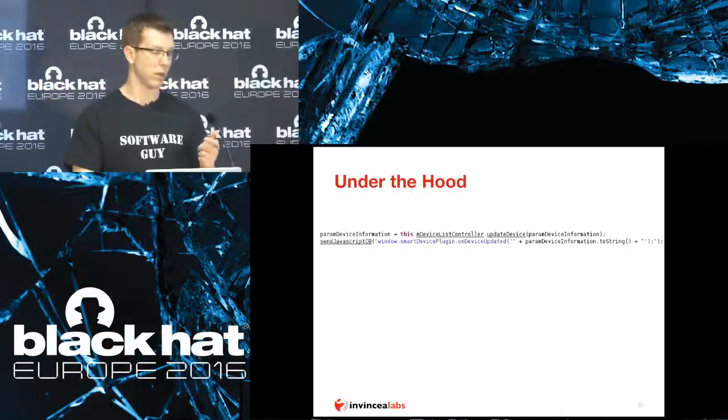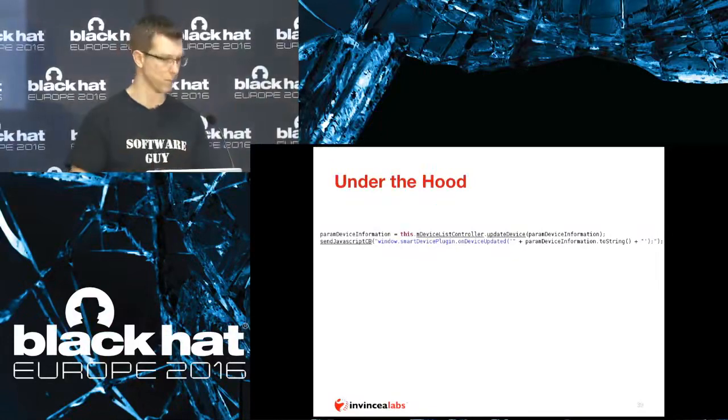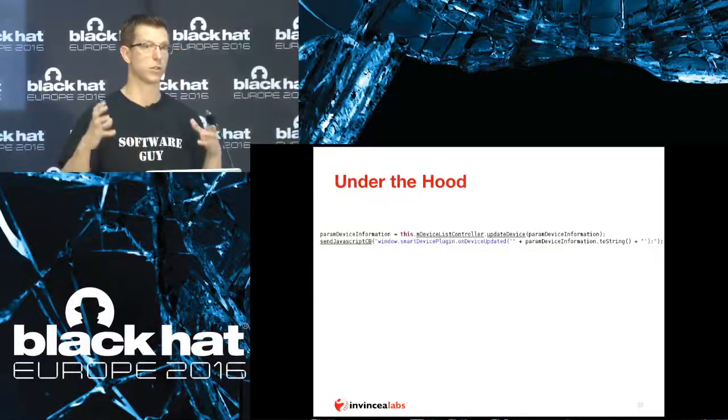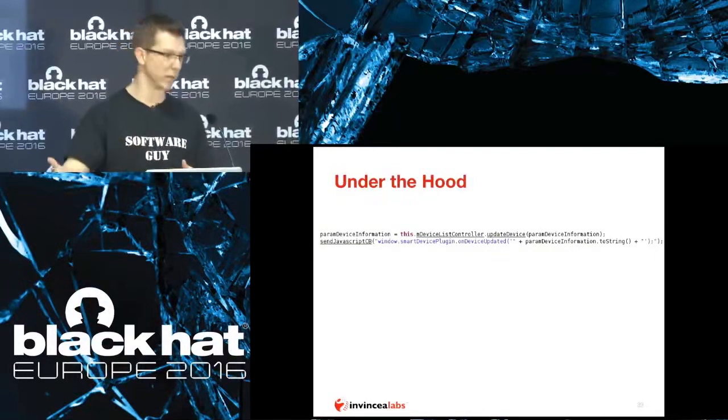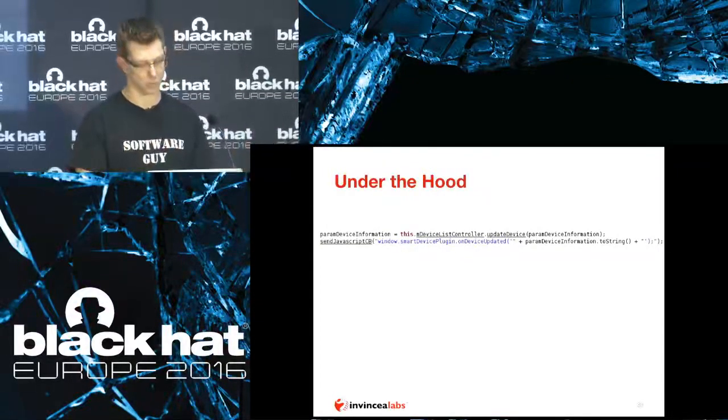In one of the Java classes that Belkin wrote, you can see these 2 lines of code. The first one just gets all the information that it knows about the device, that it got from that device description file. It then calls a toString method on that to create this JavaScript string that it's going to send to the interface. As you can see here, it's a very simple string concatenation to make that JavaScript string.